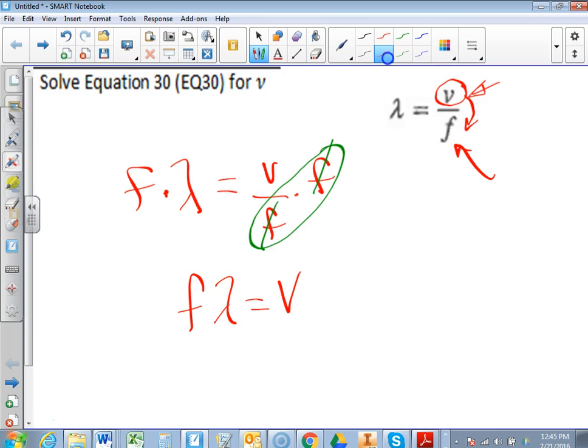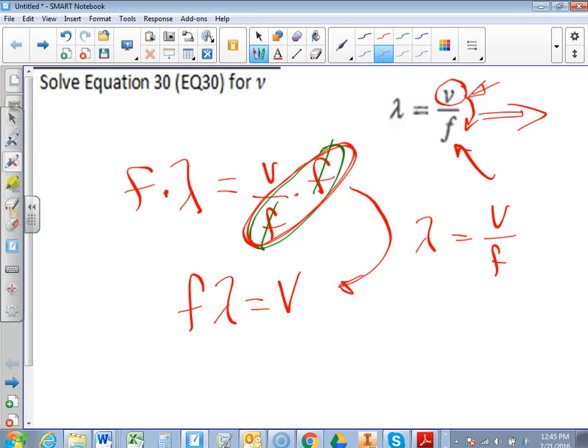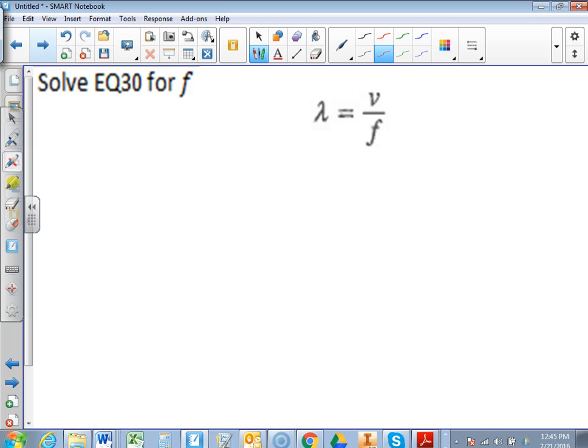I recommend writing out the equation step by step like this, rewriting it, not trying to work across too much. The other thing, eventually you won't need to do this step, like show this and cross it out. You'll just go from this, lambda equals v over f, and you'll say, multiply both sides by f, and I get f lambda equals v. That's more likely eventually what you're going to be doing. You won't necessarily have to write this step, but that's what we do.